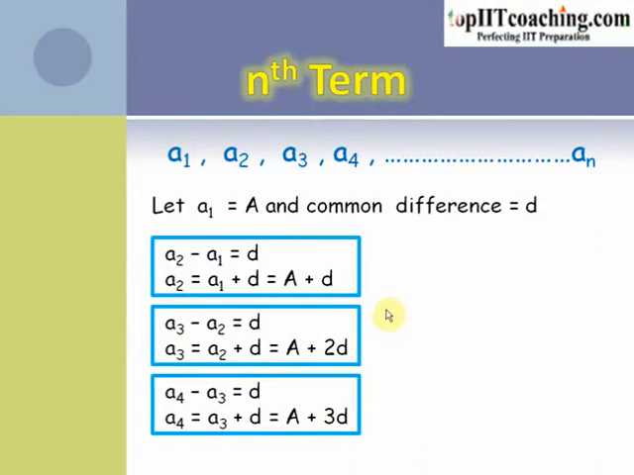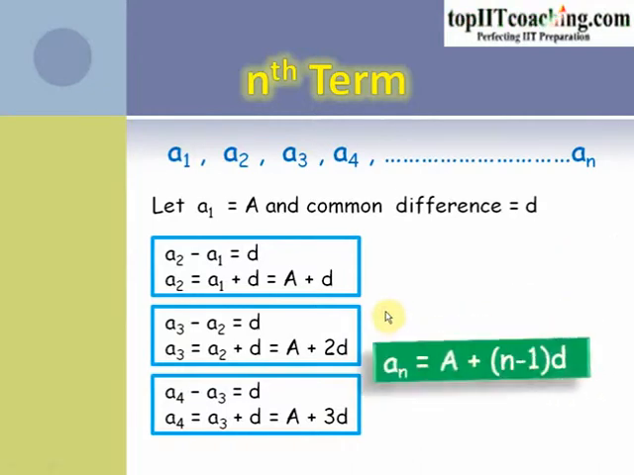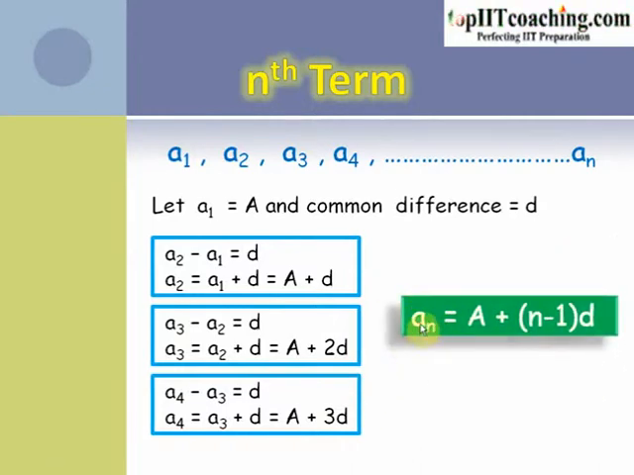Thus from all these, we can conclude that AN, the nth term, is equal to A plus n minus 1 into D. Here A is the first term, n is the number of terms, and D is the common difference. So the nth term of an AP is given by A plus n minus 1 into D.